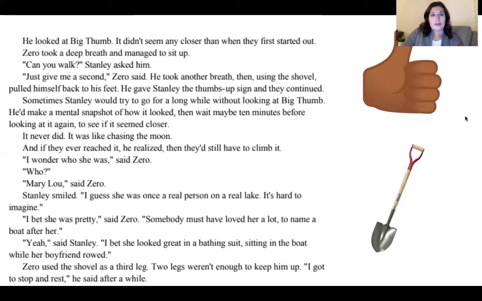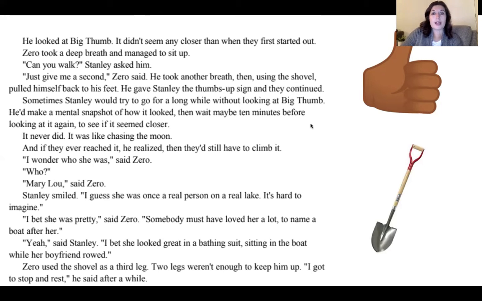He looked at Big Thumb. It didn't seem any closer than when they first started out. Zero took a deep breath and managed to sit up. "Can you walk?" Stanley asked him. "Just give me a second," Zero said. He took another breath, then, using the shovel, pulled himself back to his feet. Stanley gave the thumbs up sign and they continued.